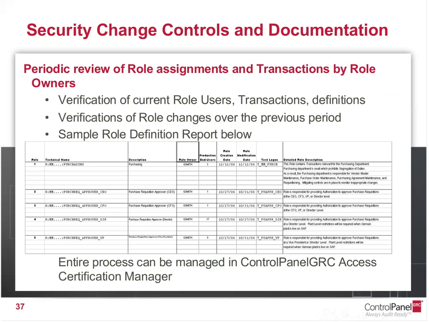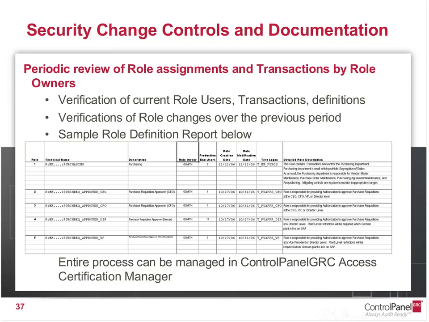We also like to send out a verification of changes made to their role over the previous period. So that might show things like the transactions added to the role or removed, as well as the users assigned or removed from their roles. So this is a way that they can validate that appropriate access hasn't changed without their knowledge. And this is something that's a challenge to do manually.